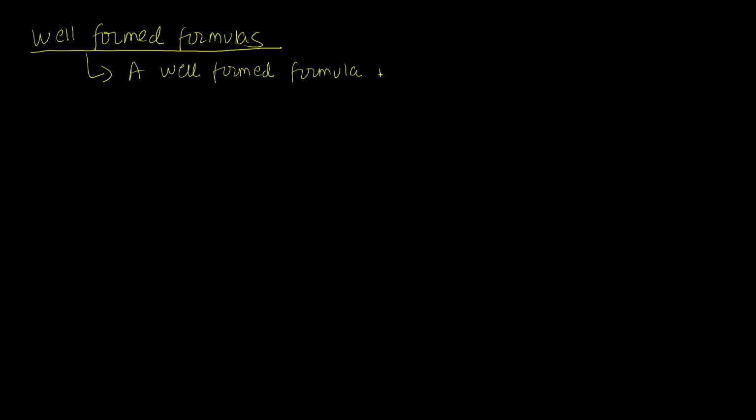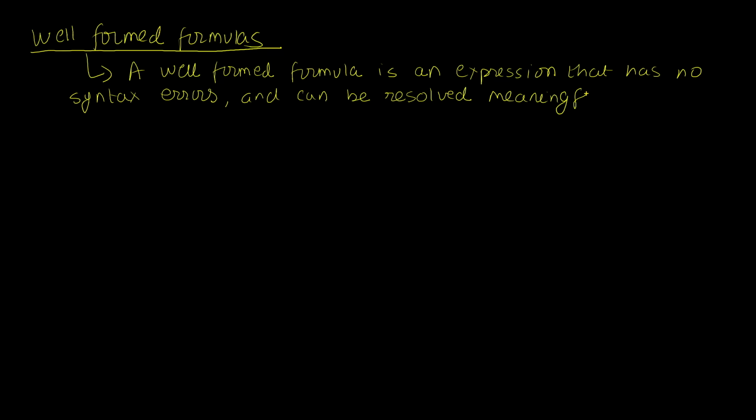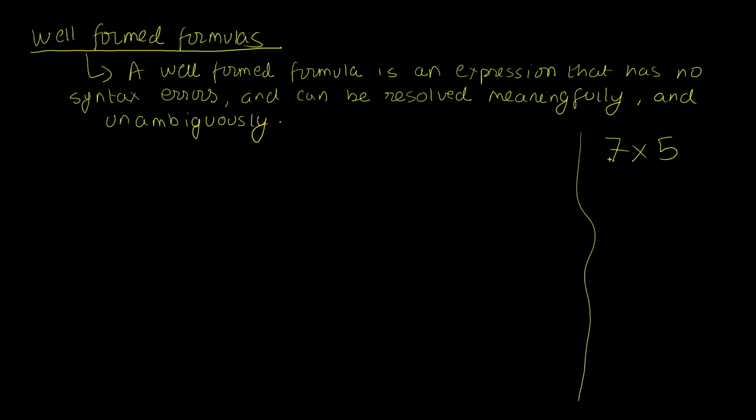So a well-formed formula is a formula that has no errors and can be resolved in an unambiguous way. And to build a basic intuition, let's have a look at a few examples. So this is just a mathematical formula for a product of 7 and 5. And this is a well-formed formula because I know what a product is, and 7 times 5 can be unambiguously resolved into 35. But what happens if I give something like this, 7 times 5 plus? Now this obviously is not a well-formed formula because the addition operation requires at least two operands.